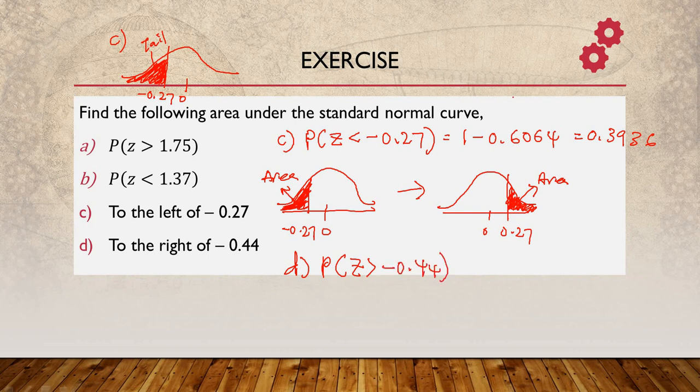Okay. So if you're a visualized person, draw. See, negative 0.44 to the right means the big area. So for the big area, do we need to take 1 minus? Only for the tail like this, then only we take 1 minus. So 0.44 is 0.6700.